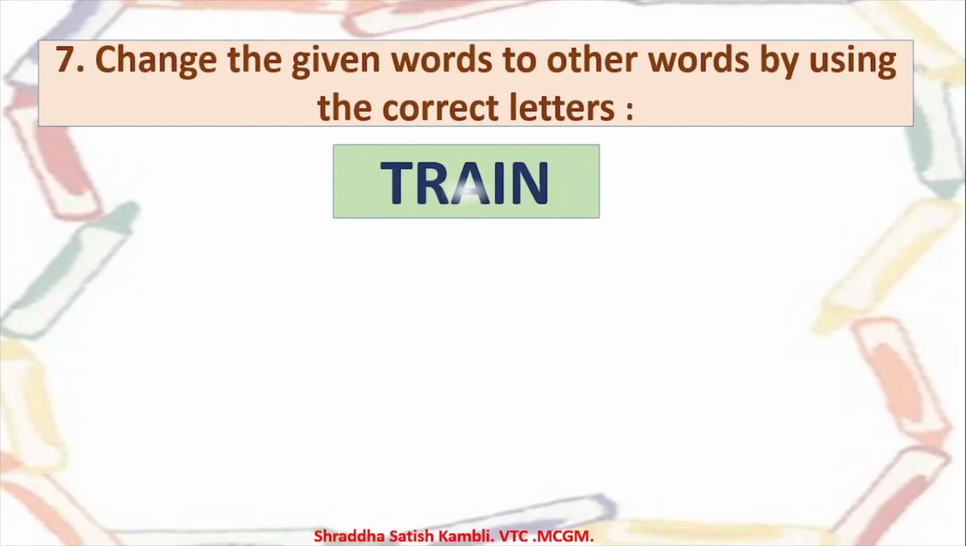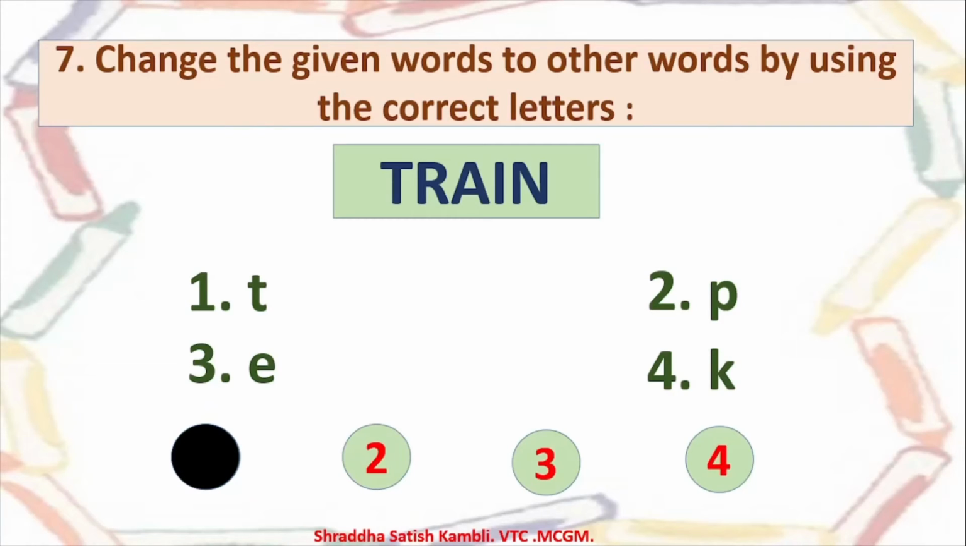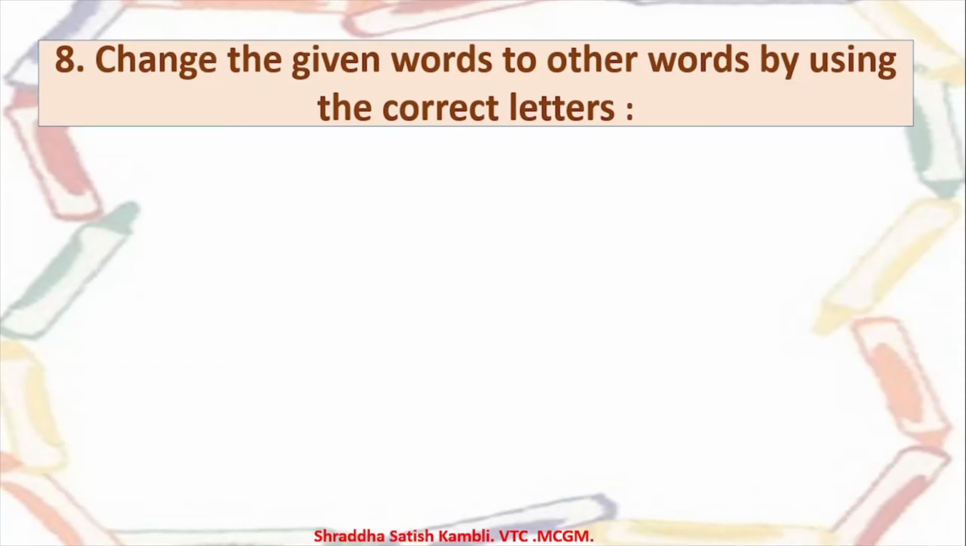Question number 7. The word is train, and let's see which are the option letters. So you have S, E, P, and K. So which letter will you replace in this word to get a new word? So let's check out what our answer will be. Will it be 1, 2, 3 or 4? It will be answer number 1, T. So what is the answer? It is T-R-A-I-T, trait. So you changed the N and you took the T. Let us move on and do the next question here.